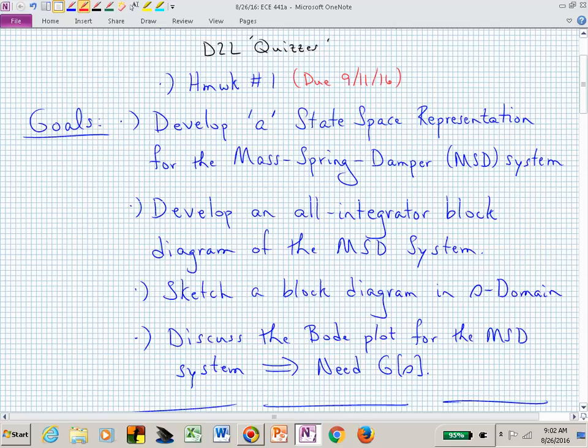Then we'll start talking about a Bode plot for the mass spring damper system, and for that we obviously need a transfer function. But all of these are a part of the modeling process, and I want you to get comfortable with trying to see the system either as a system of differential equations, as a state space representation, as a transfer function, as a block diagram in the time domain or the frequency domain. You need to be comfortable thinking about a system in all of those different ways.